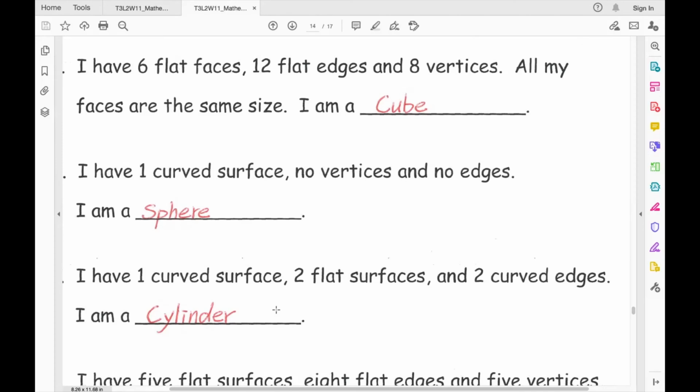Now, a cylinder has 2 flat surfaces. So at the top of the soft drink can, it's a bit flat, and the bottom as well. Sometimes it's a bit curved for soft drink cans. And it's got 2 curved edges, one around the top of the soft drink can and one at the bottom. And how we spell cylinder is C-Y-L-I-N-D-E-R, cylinder.